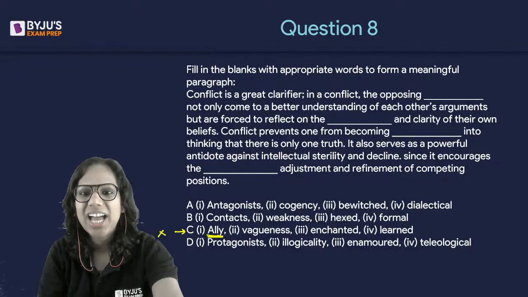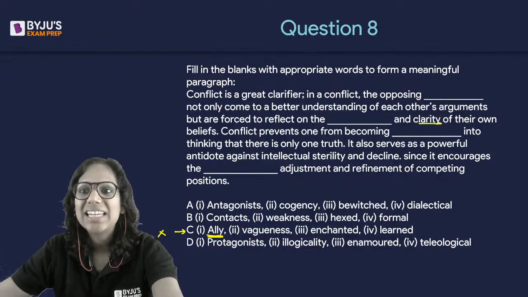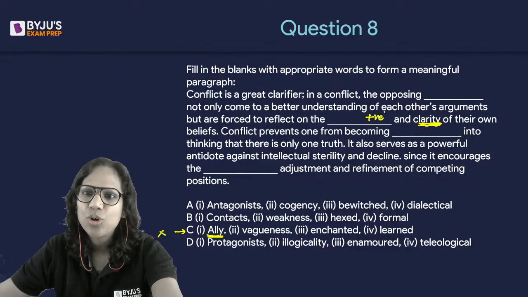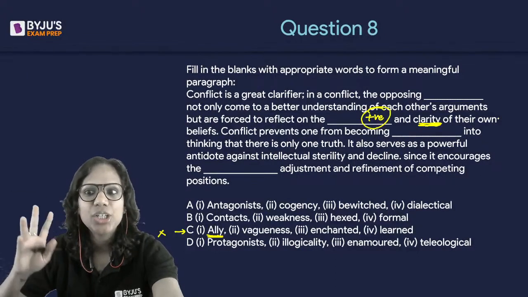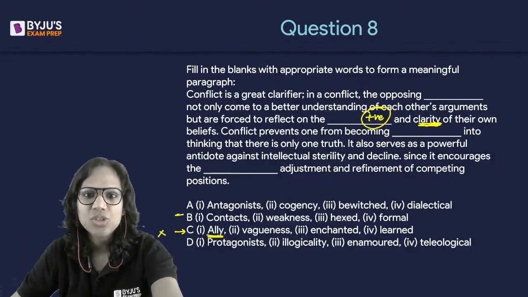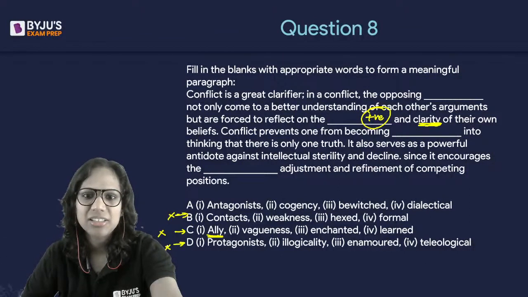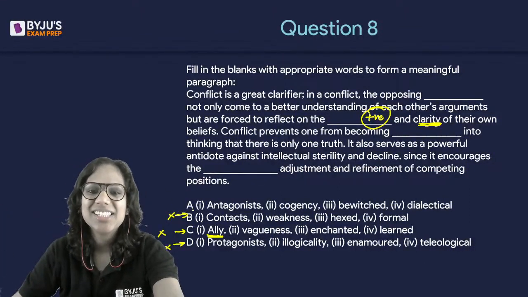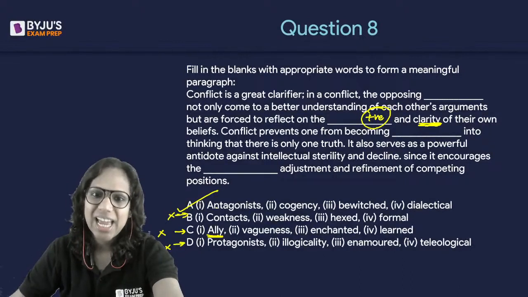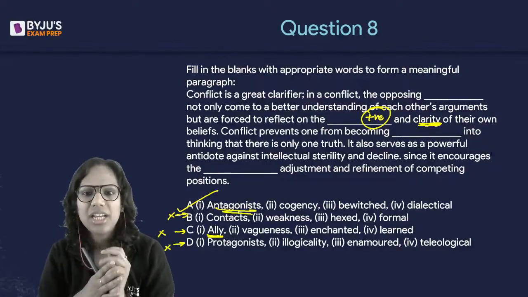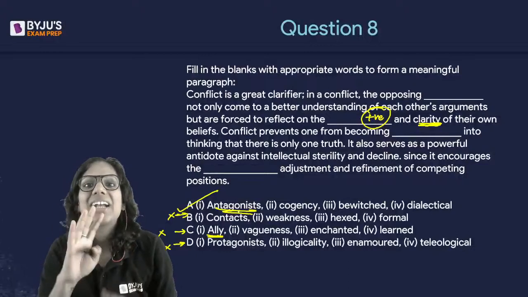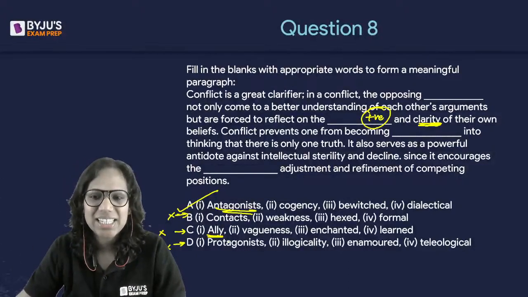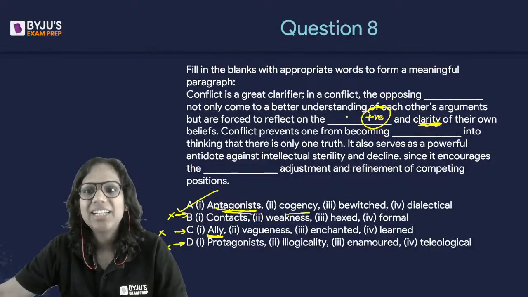The dash and dash of their arguments, the dash and clarity of their own beliefs. I'm again looking for a positive word here. So weakness or illogicality don't make sense. Very easy, this question was. The answer is A. Opposing antagonists make sense. Opposing parties, right? Antagonists. They are anti each other. Cogency and clarity. Cogency means how logically sound your argument is.